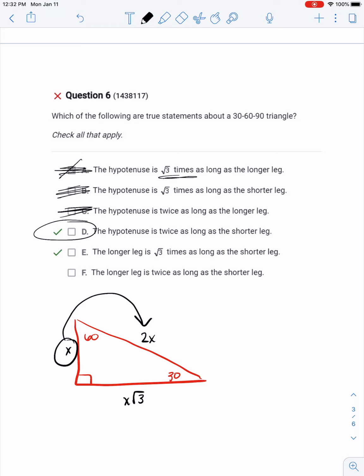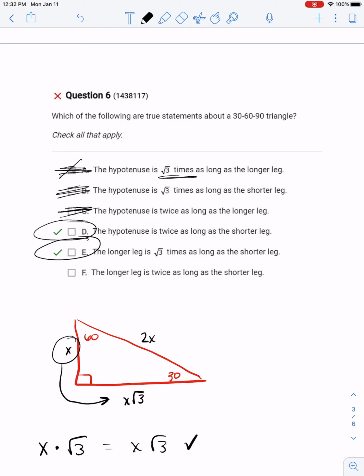The next one, the longer leg is radical 3 times as long as the shorter leg. So start with the shorter leg, multiply by radical 3, we get x radical 3. Yeah, that would be right. That does check out. The way that it's worded is kind of strange to actually show your work.